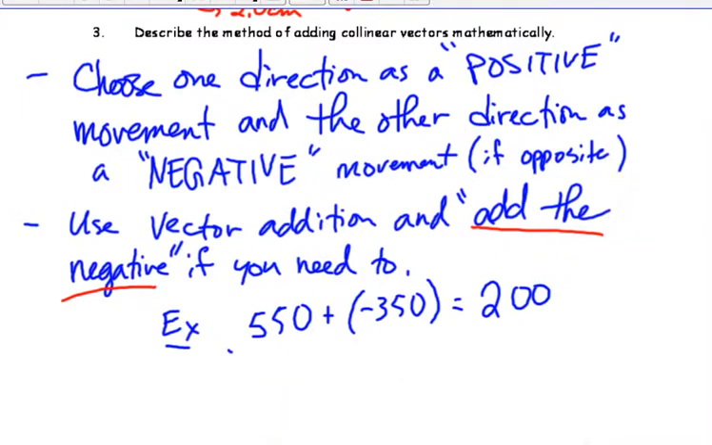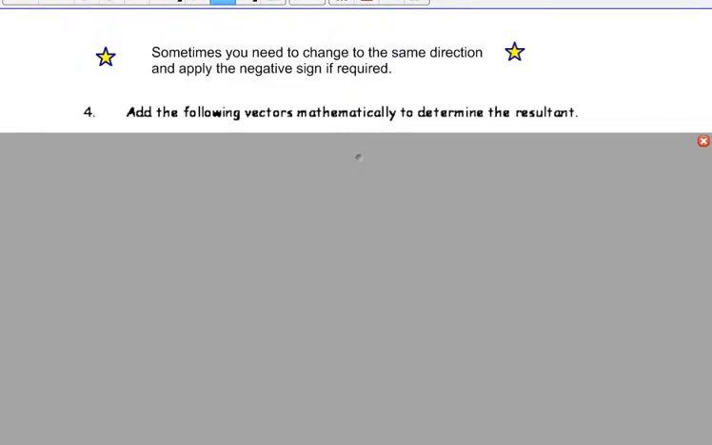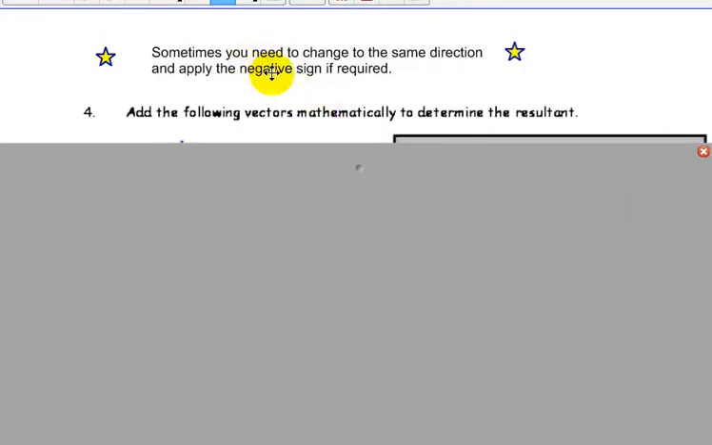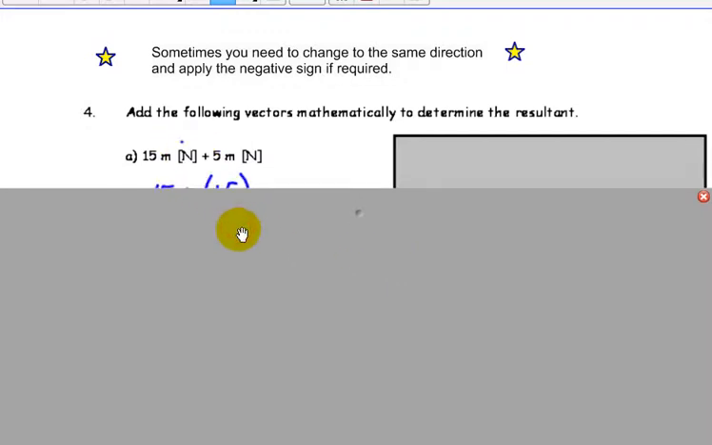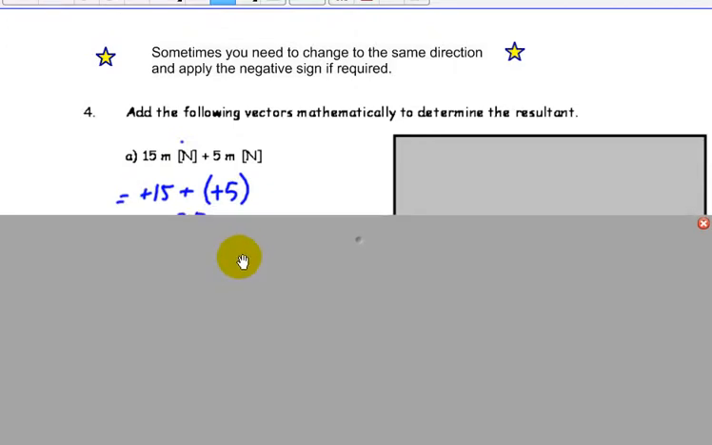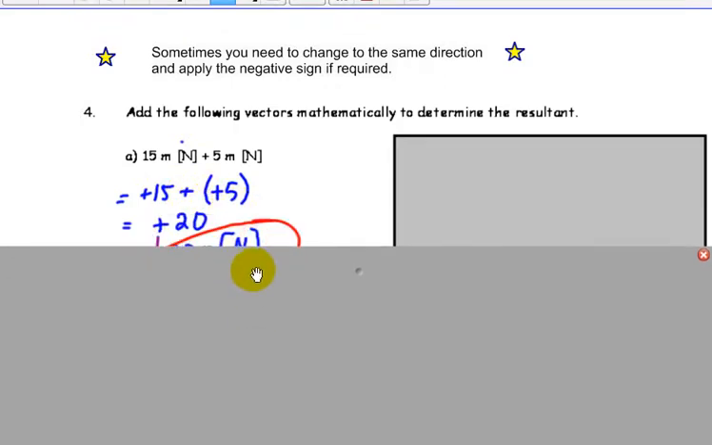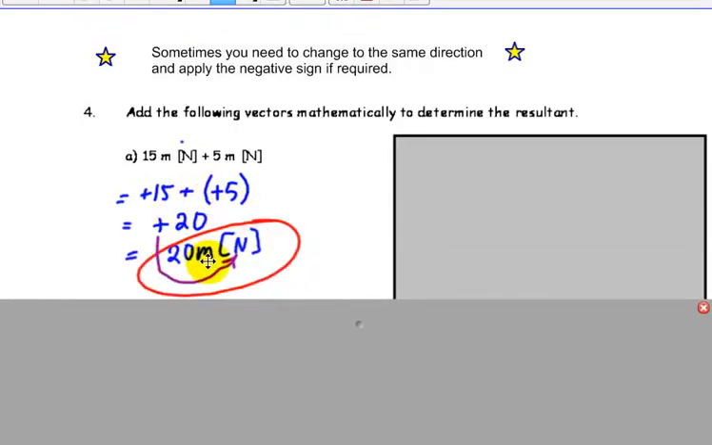Okay, so if we look at the next page here. As you can see, sometimes you need to change the direction to the same direction and apply the negative sign. So look here, relatively easy one. Add the following mathematically: 15 meters north combined with 5 meters north. If we think of north as the positive direction, it turns into an easy math question. Positive 15 combined with a positive 5 gives us positive 20. Since positive represents north, 20 meters north is the result.